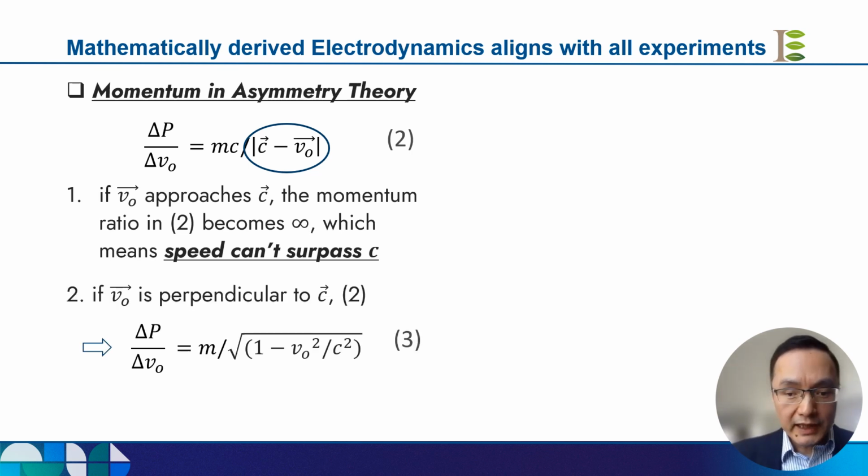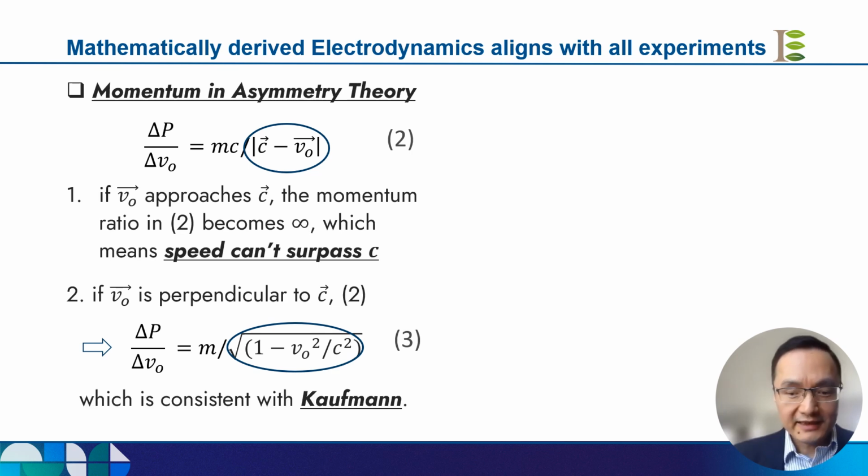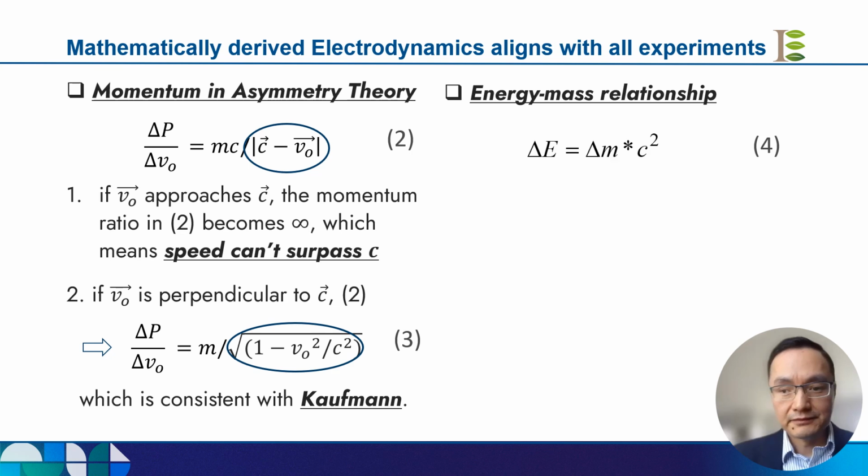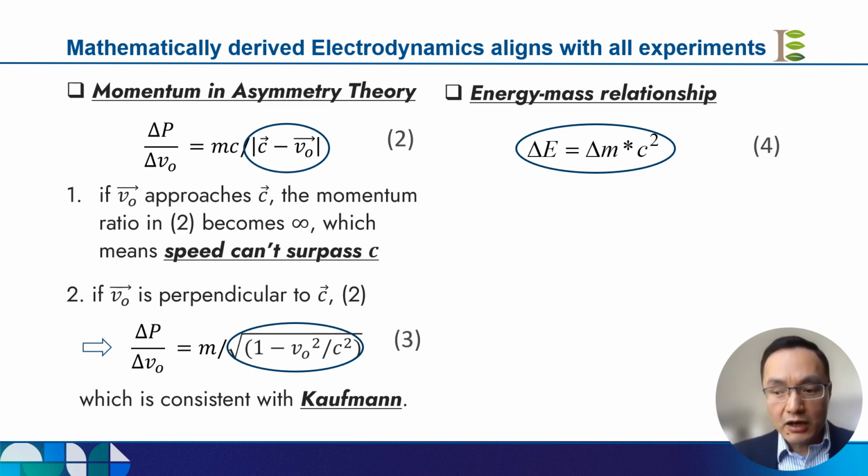In the case VO is perpendicular to C, we can mathematically derive this ratio of momentum to speed change formula here, equation 3, equal to m divided by the Lorentz factor. Very interesting and consistent with Kaufmann. We can also mathematically derive this energy-mass relationship, as you are all very familiar, E equals mc squared.